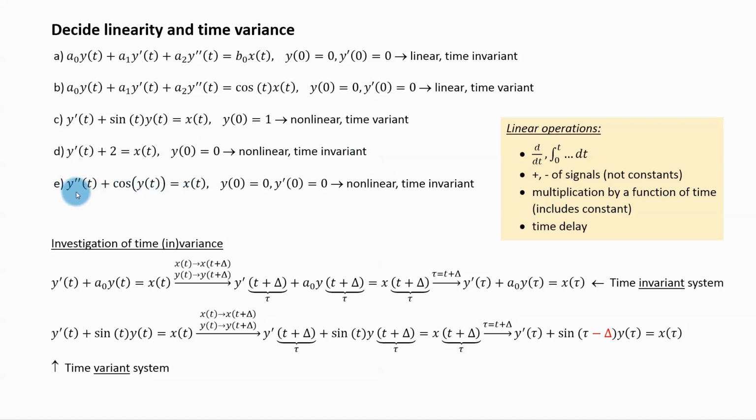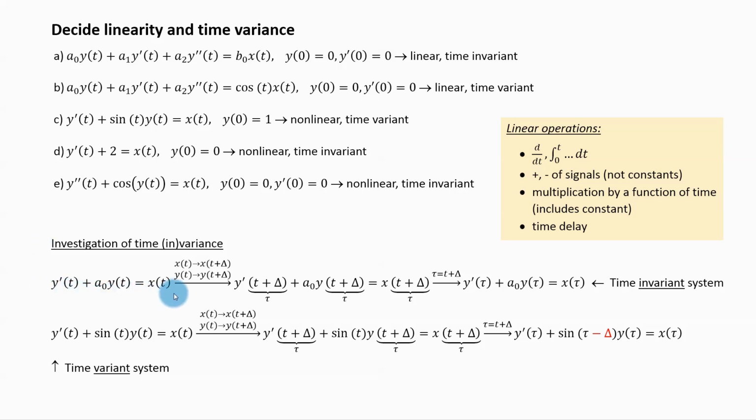So the second derivative is linear, addition of signals is linear, but this cosine of a signal is not linear. So even though the initial conditions are 0, this system is going to be non-linear. What about time invariance? Well, nothing in this differential equation except the input and the output signal is changing in time, so the properties of the system described by this differential equation are not changing in time, so the system is time invariant.